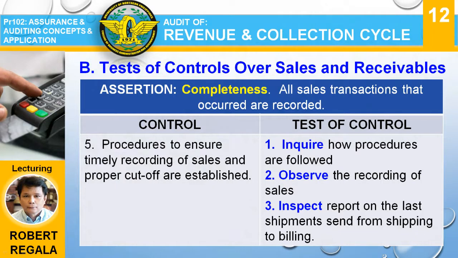Slide 12. The fifth control is described as procedures to ensure timely recording of sales and proper cutoff are established. To test this control, the auditor should inquire how procedures are followed, observe the procedures being followed, and inspect the report on the last shipment that the shipping clerk sends to the billing clerk. Proper cutoff also provides evidence about existence of transactions.